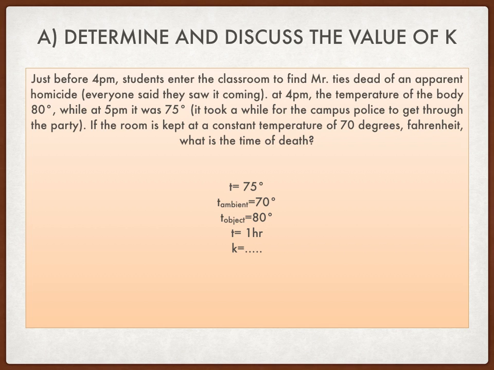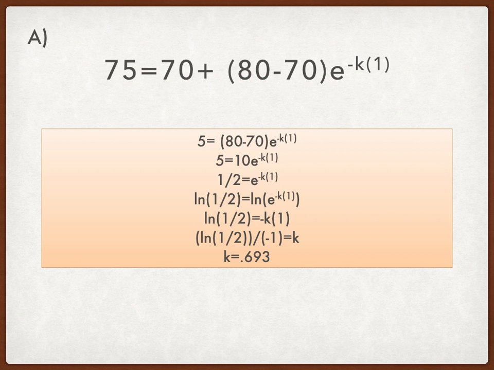So I have the problem written out again, and we're going to fill in the constants. T is going to be 75 degrees because it is the temperature of the body at 5 p.m., which was 75 degrees. Then we have T sub ambient, which is 70, the temperature of the room. T sub object, the temperature of the object at some given time, was 80 degrees. And we have an hour from 4 to 5 p.m. And k is what we are trying to find.